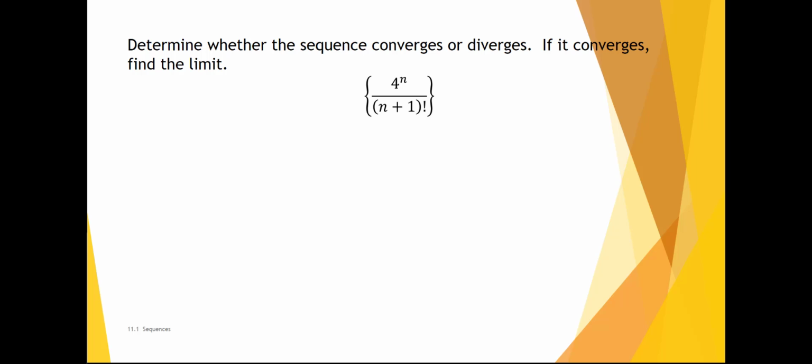Here is another example where we need to determine whether the sequence converges or diverges, and if it converges, to find the limit. Our sequence is defined by the fraction 4 to the n divided by n plus 1 factorial. I want to go over this example because I want to give you an idea of the best way to work with factorials. And the best tip I can give you is to always write several factors out.